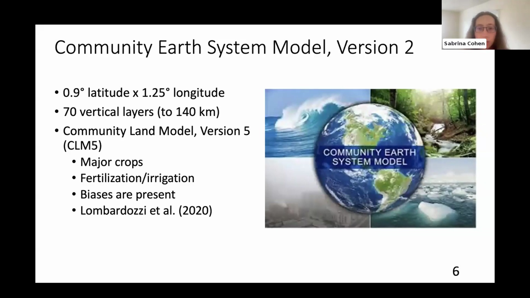It simulates the growth of major crops. For example, it simulates corn, wheat, rice, soybean, cotton, switchgrass. There might be one or two more that I'm forgetting, but the major crops. It doesn't simulate many other crops, barley, cassava, etc. It also incorporates technological advancements such as fertilization and irrigation. The different crop types that I just mentioned are generally split into two categories: rain-fed and irrigated, for example, rain-fed maize and irrigated maize.